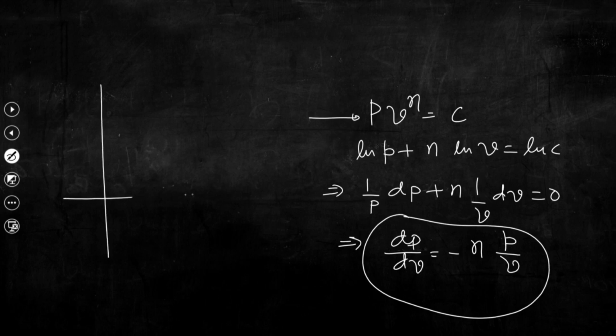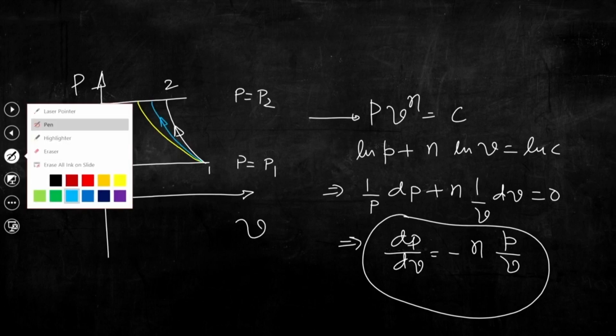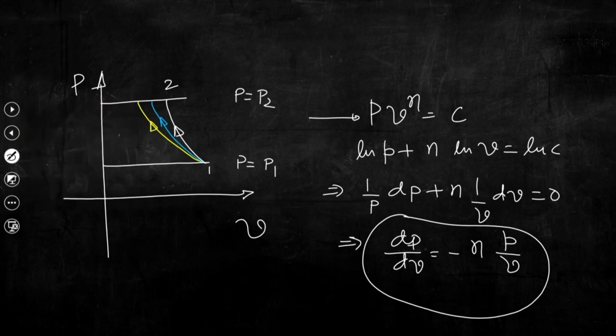So, what we could draw in the last class, if we try to map several processes in this PV plane, and if we need to raise the pressure from P1 to P2. So, this is P equal to P1 and this is P equal to P2, and this is PV to the power n equal to constant. So, this is 1 to 2, and then we can also have another process where n equal to 1. So, this is the process 1 2, then 1 2 prime and 1 2 double prime.